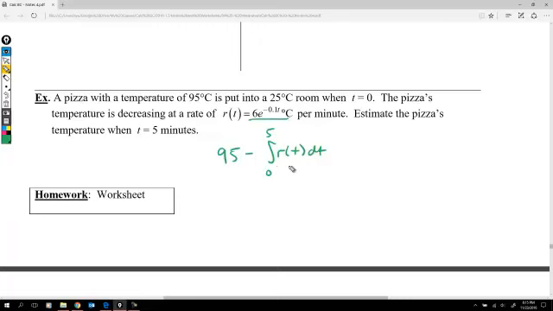I don't know how to do this integral, so I'm going to plug it into my calculator. Right? You can plug it in your calculator just like this. Obviously, you would not put r of t. You could put 6e to the negative 0.1t dt. Put this in your calculator. You should get 71.391. You might want to check yourself on that.